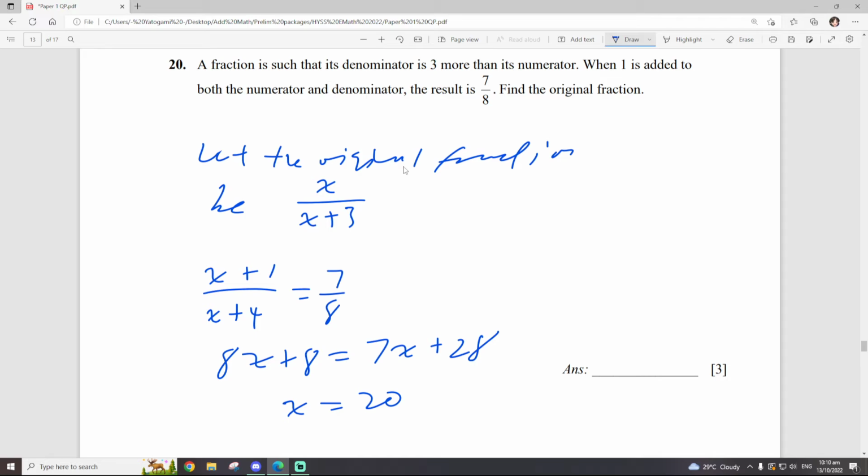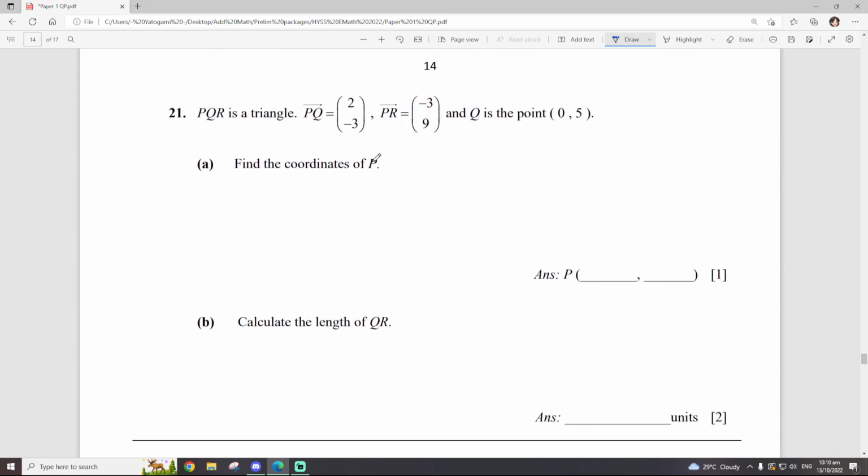And then as a result, we get 20 over 23. And if you check, you can add 1, you get 21 over 24, which is indeed 7 over 8. Vector. Okay. Find the coordinates of P. So these are relative to an origin O, I'm assuming.